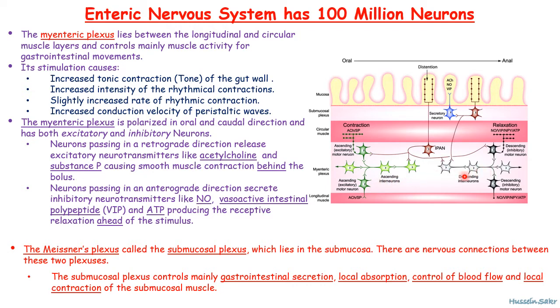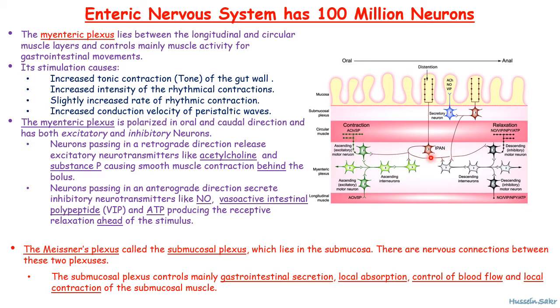And if we look at the neurons of the myenteric plexus, they are usually polarized or stimulated in two directions: oral direction and anal direction. For example, distension of this part of the wall of the gut is going to stimulate the enteric nervous system, and stimulation of the myenteric plexus will produce what? Activation of the neurons before the bolus of the food by what? By releasing neurotransmitters like acetylcholine and substance P to induce contraction behind the bolus of the food.